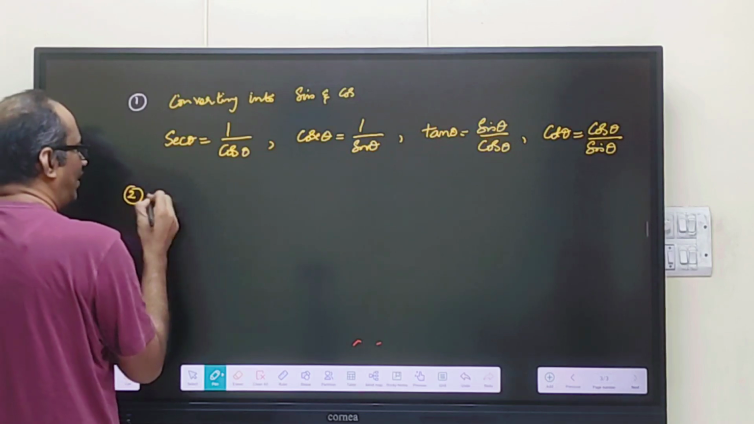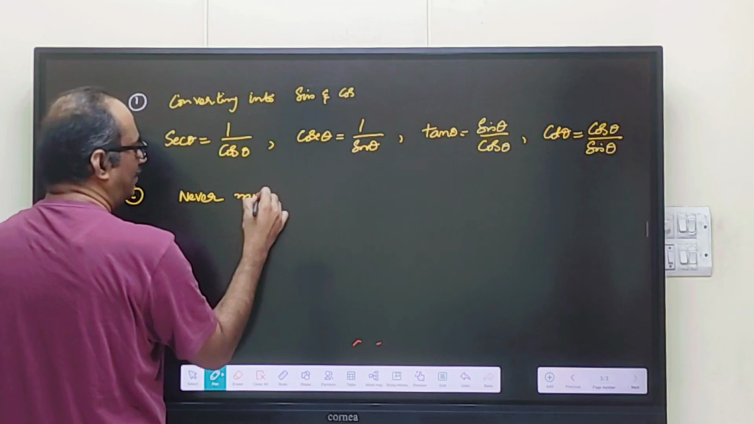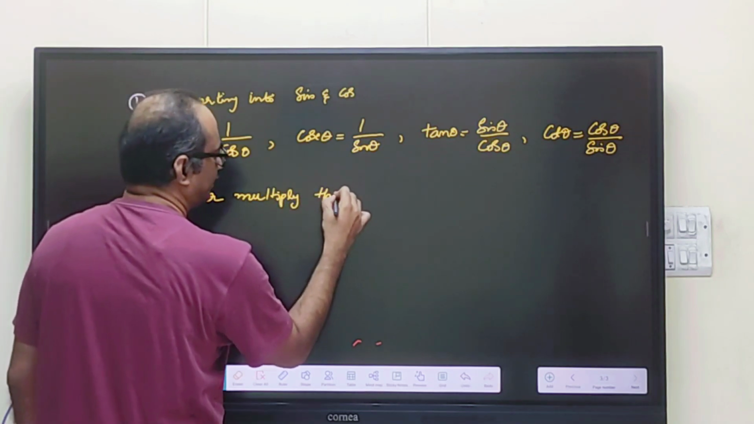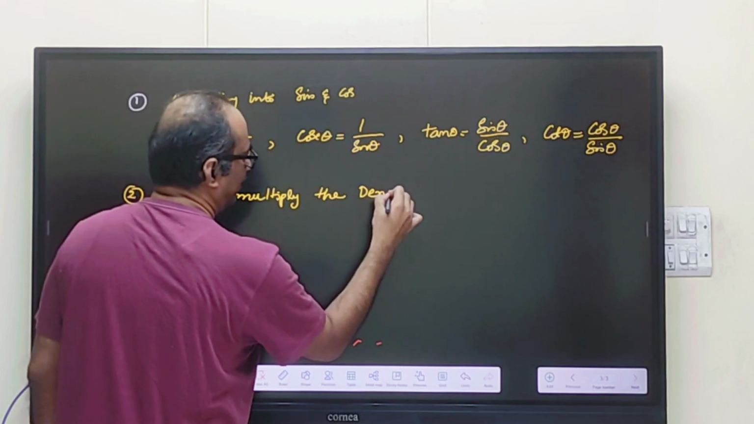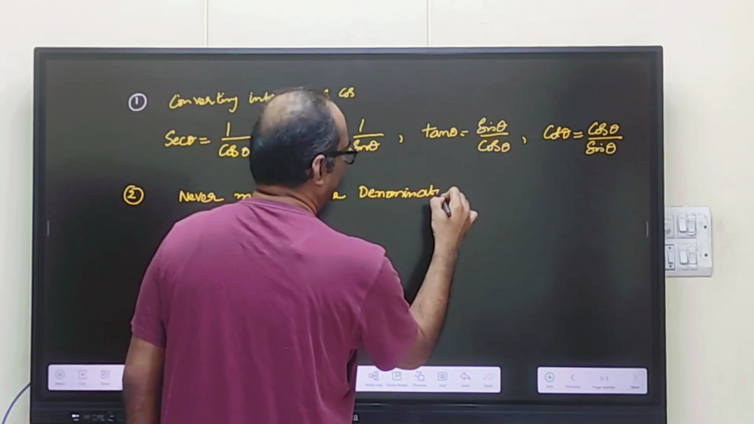The second rule is to never multiply the denominators. Never multiply the denominators, or never work on the denominators. Leave the denominator like that.